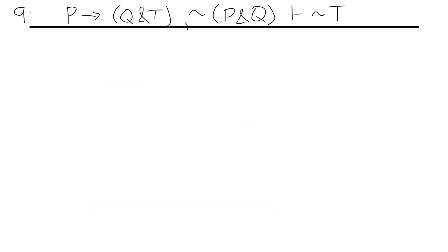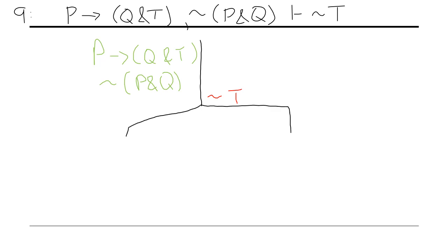Now problem 9. Got the premises P arrow Q and T, not P and Q. And the conclusion is not T. So first premise, the main operator is the arrow. So we'll separate the left side, make it false. We'll make the right side true. We still have to break down this.